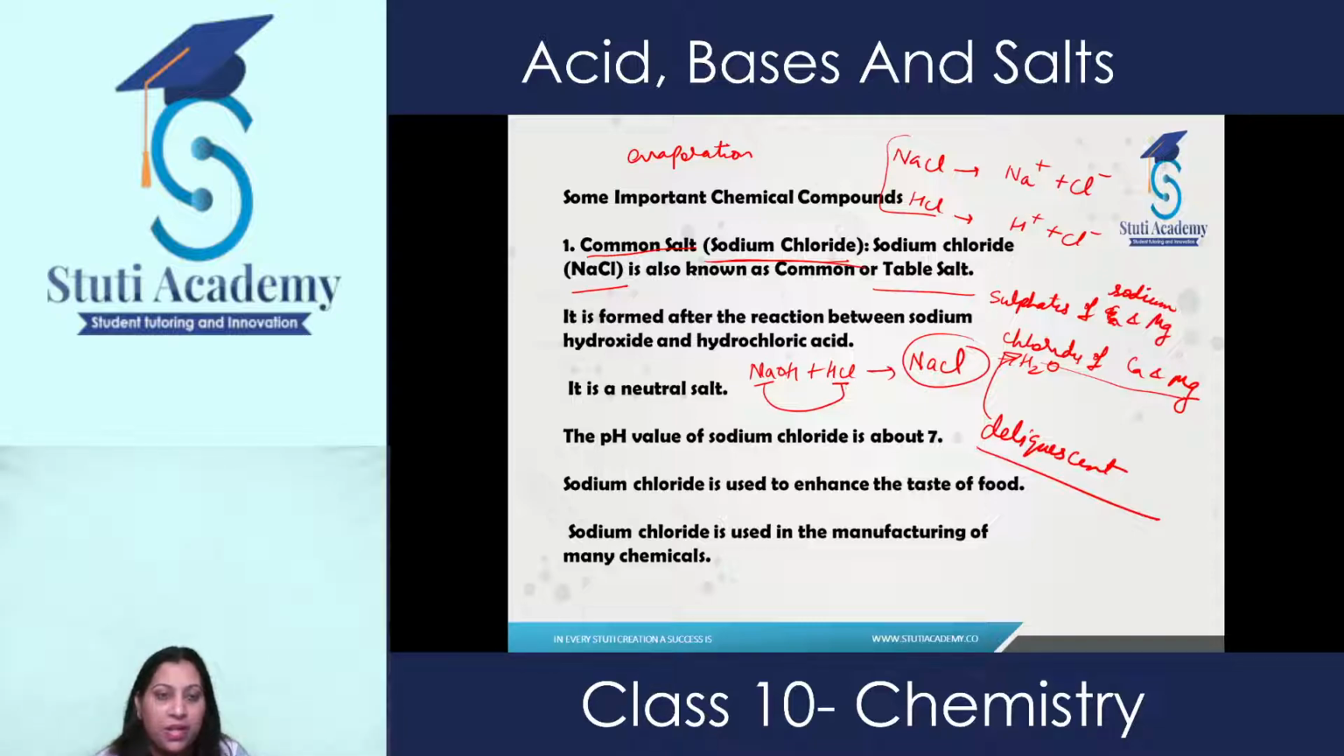Now, what are the other properties of sodium chloride? Let's discuss those properties. First is, it is colorless. The sodium chloride is colorless. And the second property is, it is a neutral salt whose pH is 7. Then, third is, it has a hygroscopic property. Hygroscopic means when we leave this NaCl or sodium chloride, it absorbs moisture from the air. This property is known as the hygroscopic property of sodium chloride. Apart from this, it conducts electricity in its molten state. It enhances the taste of food.